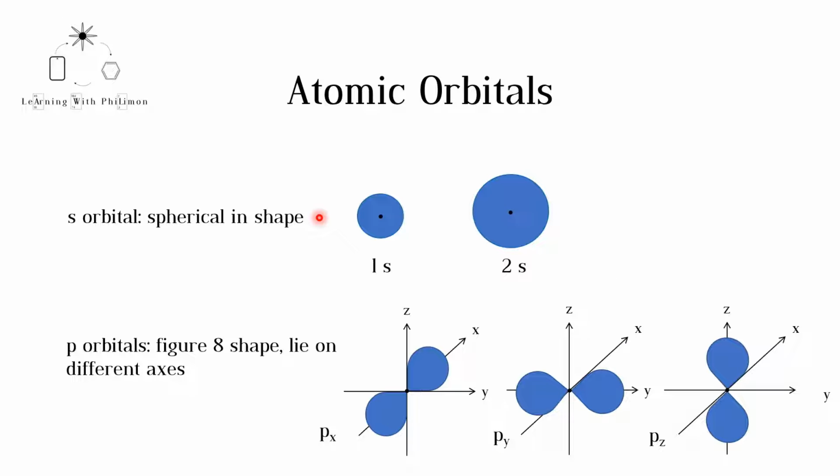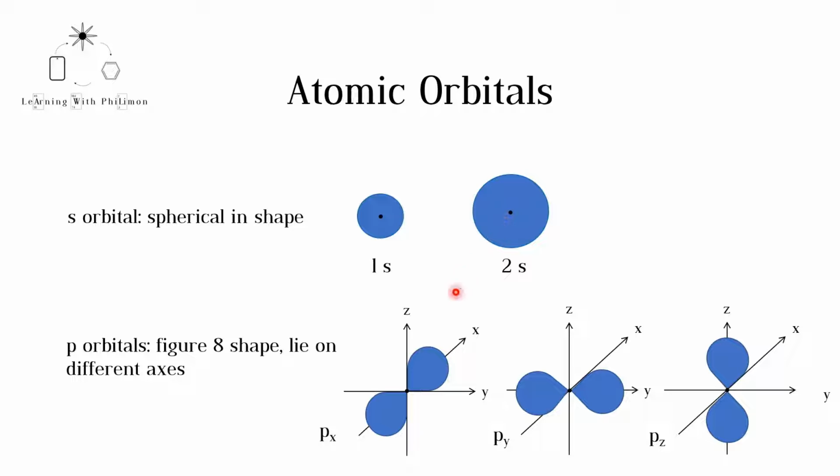S orbitals are spherical in shape, but of course the diagram is drawn in 2 dimensions as a circle. The difference between an s orbital in the first energy level, called 1s, and in the second energy level, 2s, is that the 2s orbital will be bigger in size. So the electron in the 2s orbital is more likely to be further from the nucleus, which would be in the center of the orbital, depicted here with a small black dot. Note that these orbitals are not drawn to scale.